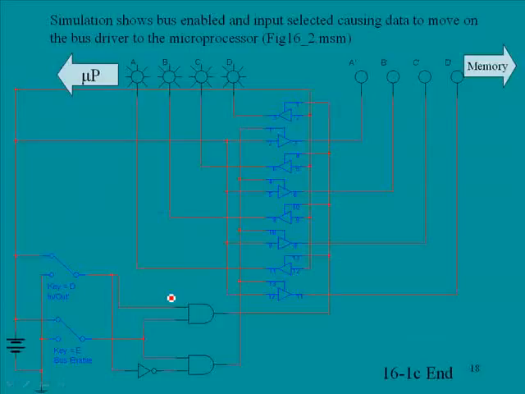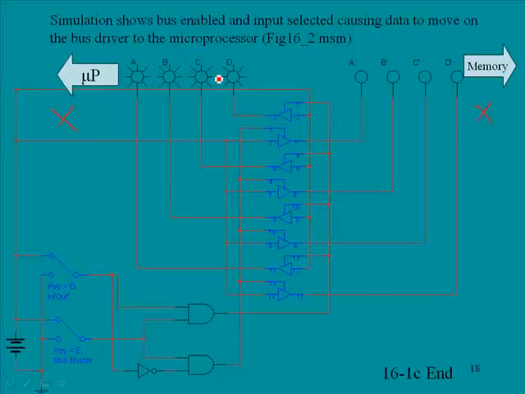Now what we have here is the schematic from your MultiSim package. This is figure 16-2 MSM. This simulation shows the bus enabled and inputs selected, causing data to move on the bus driver to the microprocessor. So here, this side would represent the microprocessor, over here would be memory.